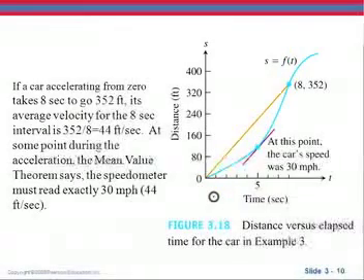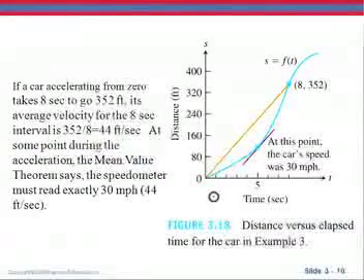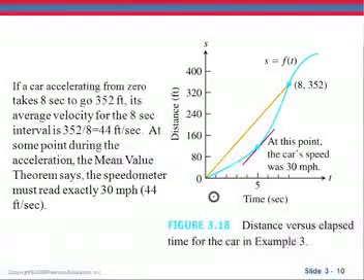Now let's look at one more example. This is kind of a real world example. It says if a car is accelerating from 0, takes 8 seconds to go 352 feet. Its average velocity for the 8-second interval is, just take 352 divided by 8, 44 feet per second. So that's its average velocity.